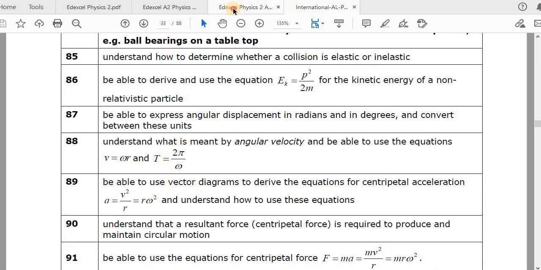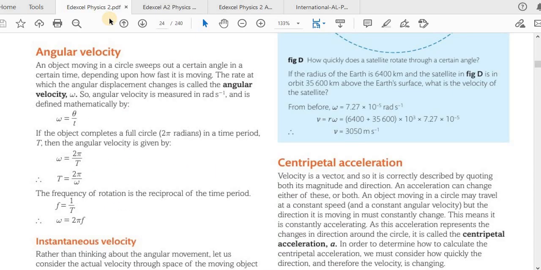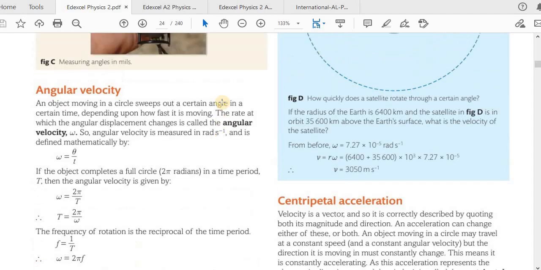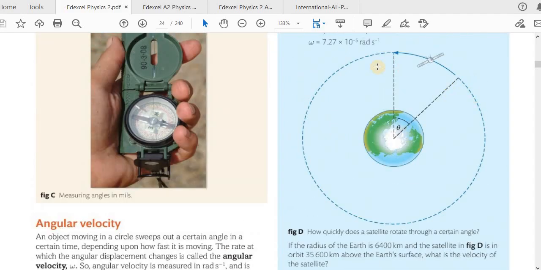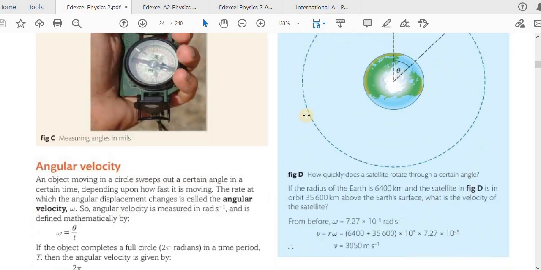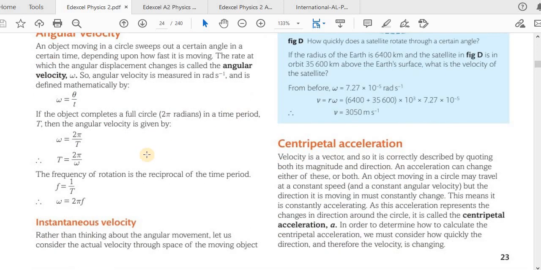See here, so let's see, omega, the angular velocity, is the angular displacement divided by the time. So you know this has the unit radians, this has the unit seconds, therefore angular velocity omega will have the unit radians per second. Radians per second. So it is actually how much angle it covers in the period of time. Then you have also learnt omega equals 2 pi over T.